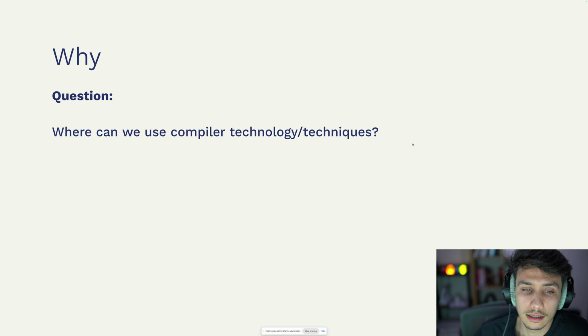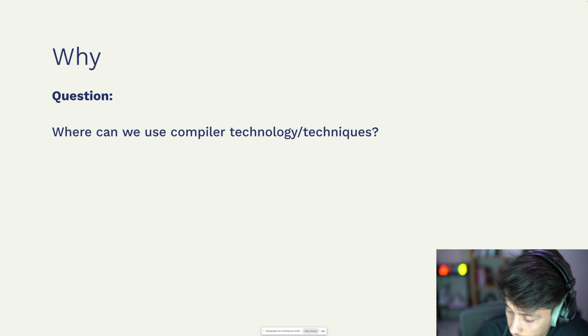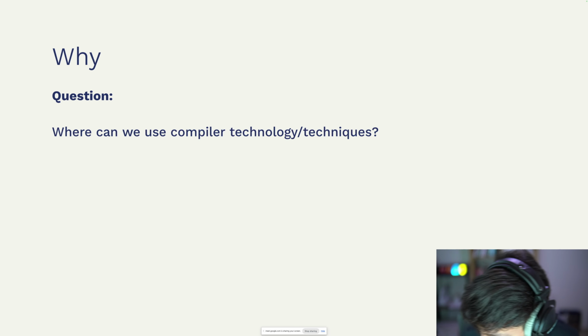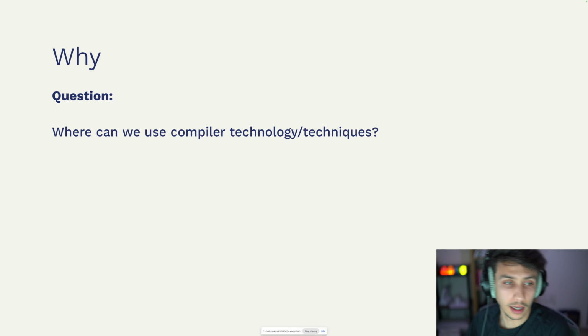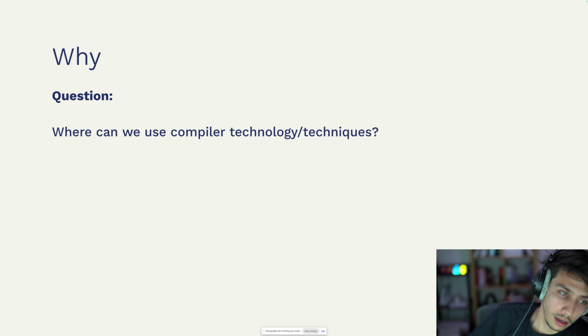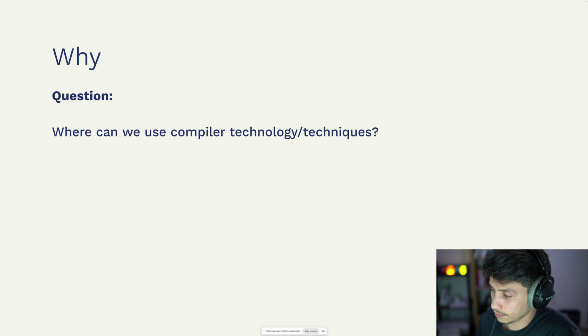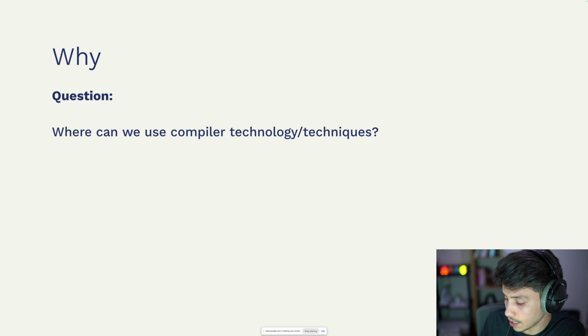I should have asked you this question before saying a lot of things about examples. Are there any more examples I didn't mention that you probably thought about? Where can we use compiler technology, or the techniques we'll learn in the way of building a compiler? Where do you imagine us using these techniques? I mentioned a bunch, but if there is something I haven't mentioned, it'll be nice.